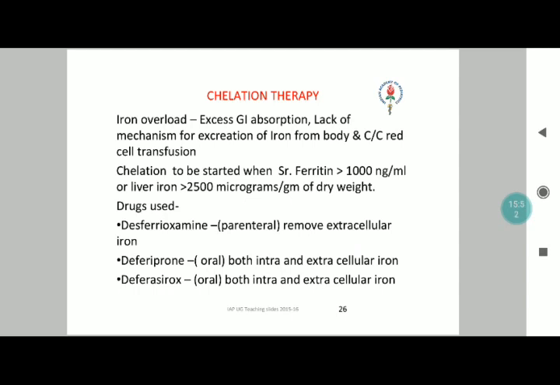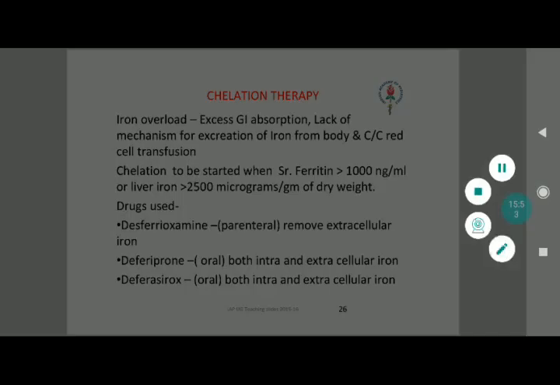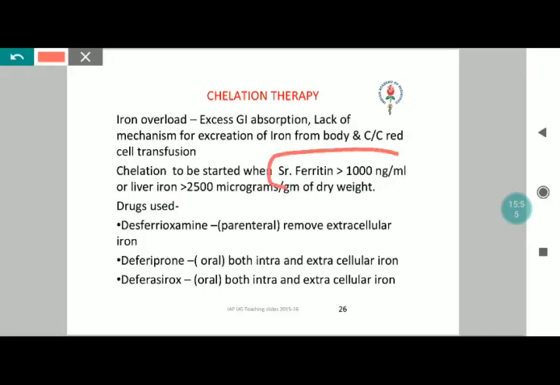Chelation is always to be started when serum ferritin levels go more than 1000. So that mark is important. And or if the liver iron reservoirs go more than 2500 microgram per gram of dry weight of liver. So these are the two criteria at which we start chelation therapy, among which serum ferritin level is more easily measured because you can go ahead without doing a biopsy.